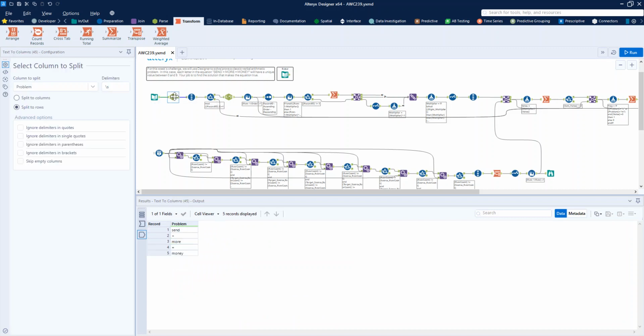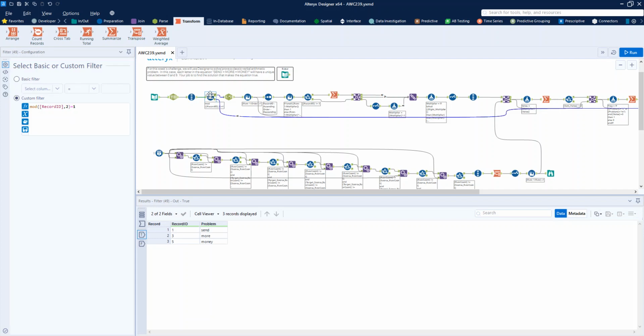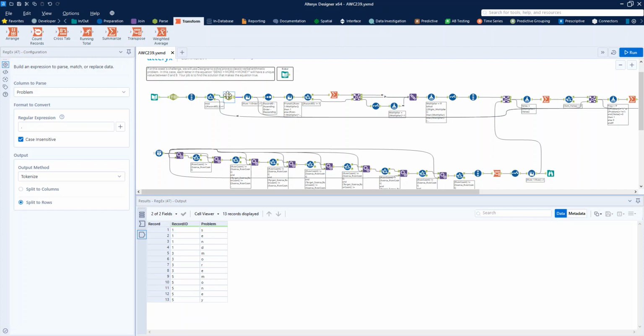So we use text columns to split to rows on spaces initially. Then we get rid of the plus and the equals sign for now because we don't really need them. Split out our letters using a tokenize in the regex tool, and then we need to assign the coefficients to these letters.